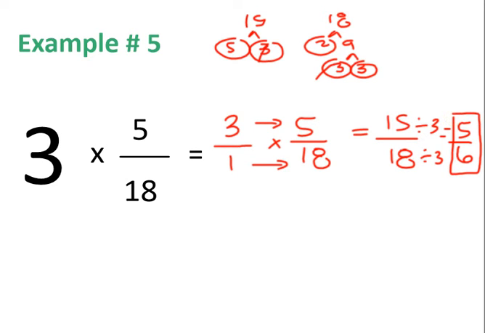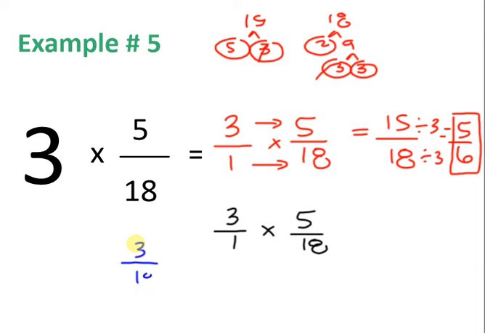Now let me show you the way to do it with cross-canceling. So again, you take that 3 and you put it over 1 times 5/18. Okay, I'm going to take out my blue and cross-cancel now. 3/1 is as simple as it gets. 5/18 is as simple as it gets. Now I'm going to go diagonal. 5/1 is as simple as it gets. I'm going to go diagonal this way now.